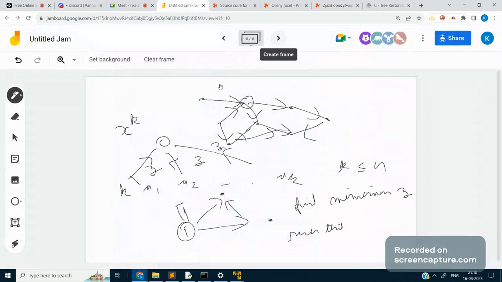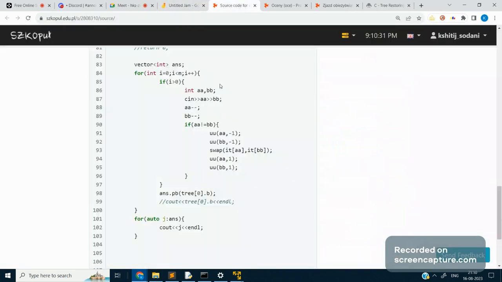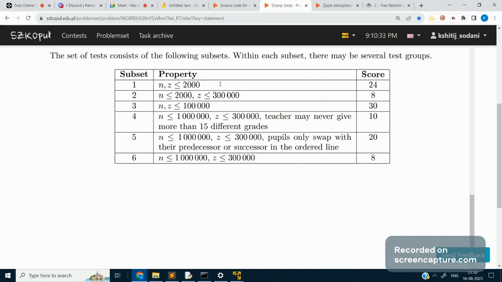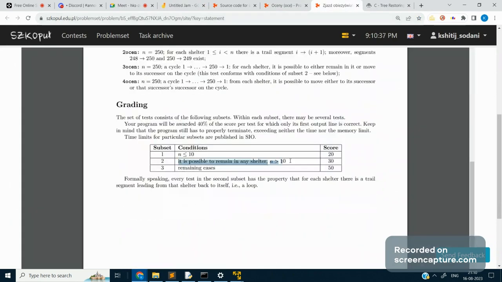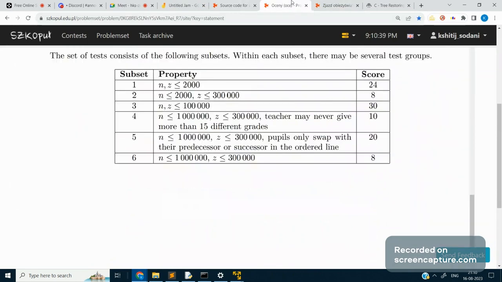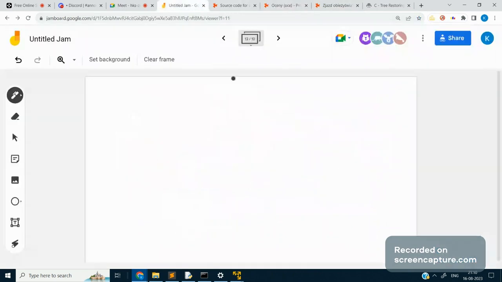And now you need to find the minimum z such that you can reach a common vertex. There's a subtask in this, and I will explain an easy subtask. It is possible to remain in any shelter. This means that for every node there's an outgoing edge which comes to itself, so they are self loops. Now in this you can stay at a vertex also. This is the easier subtask.